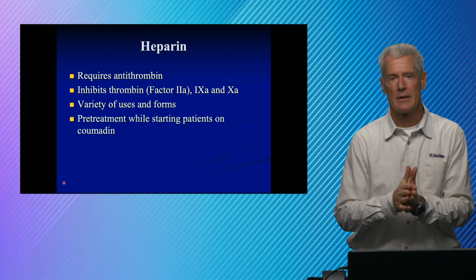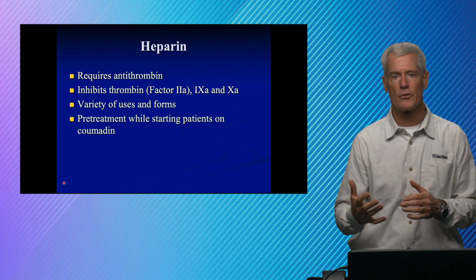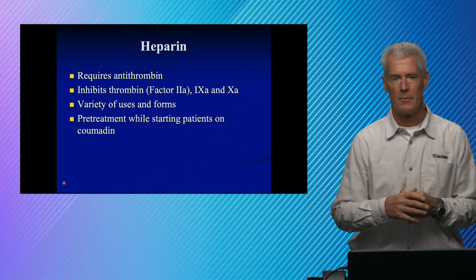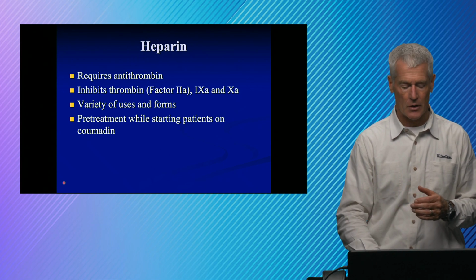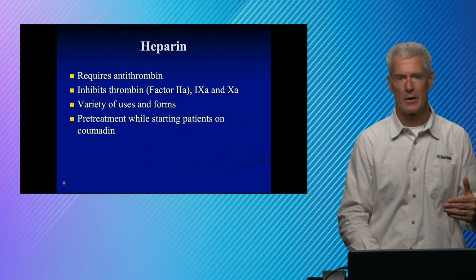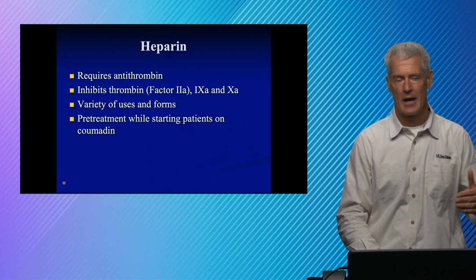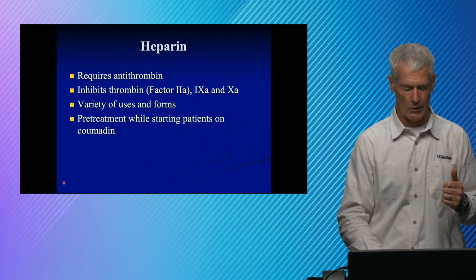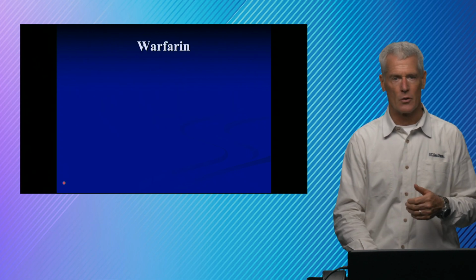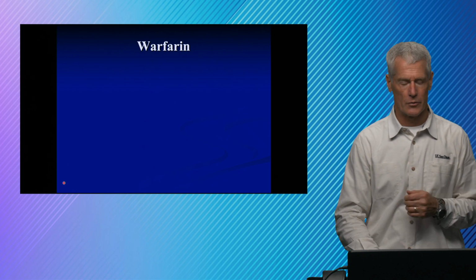Patients that are on Coumadin, Coumadin can actually cause coagulation early on because of its effect on protein S and protein C. And so they will put patients on heparin to get them anticoagulated, and then they will transition them off to Coumadin, which is a longer-acting anticoagulant. So Coumadin or warfarin. Warfarin was the initial one.